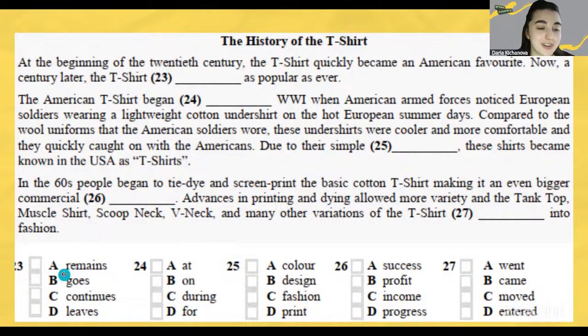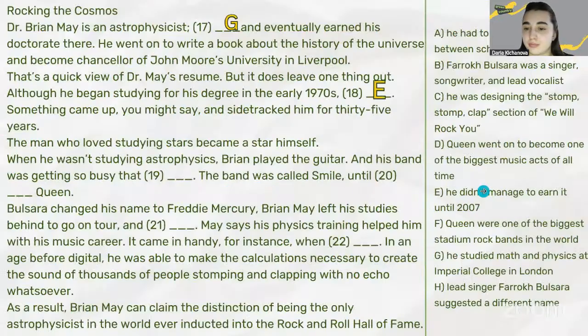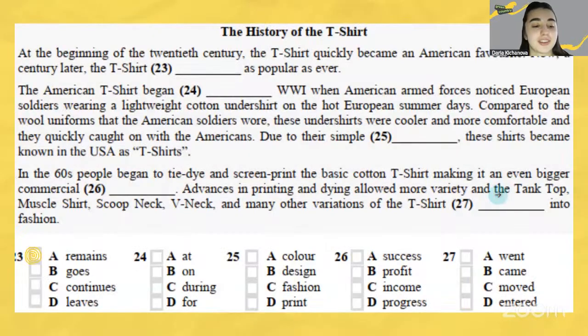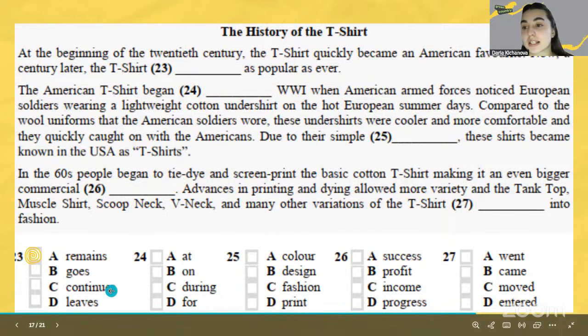I can see already the answers. And now we have got remains, goes, continues, and leaves. And now I want us to check the first answer. Yeah, and that is remains. As I can see here, you are correct. But let's discuss why we use remains. Because continue means to carry on, to keep doing something.